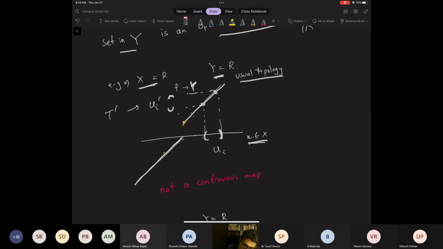Let me just backtrack for a second. So we want to find, the vertical axis is the space Y, and we want to find open sets in Y, and open sets in Y that have an inverse image in X.